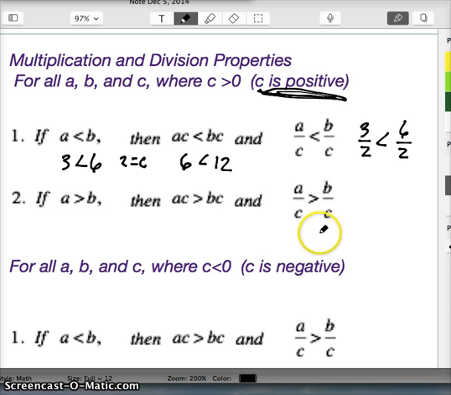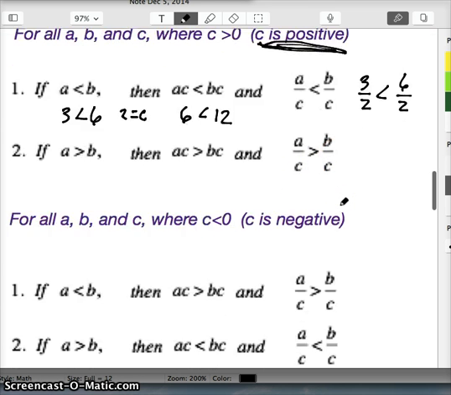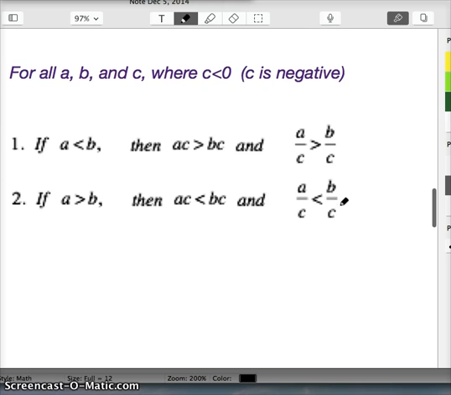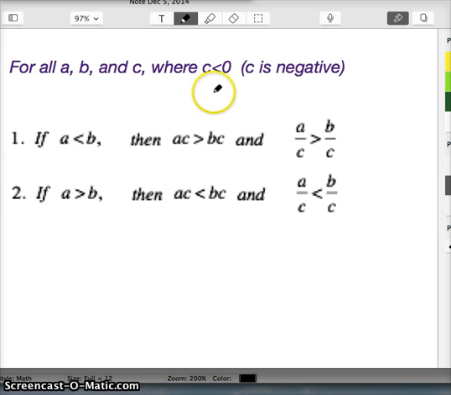You'll see the same thing here with this part. This just changes the sign. It says, hey, if A is greater than B, then if you multiply both sides by the same value, AC will be greater than BC, and A divided by C is greater than B divided by C. So let's look at this next part, because this is the thing that you need to pay attention to. If C is less than 0, what that means is that C is negative. So when C is less than 0, we really have to pay attention.